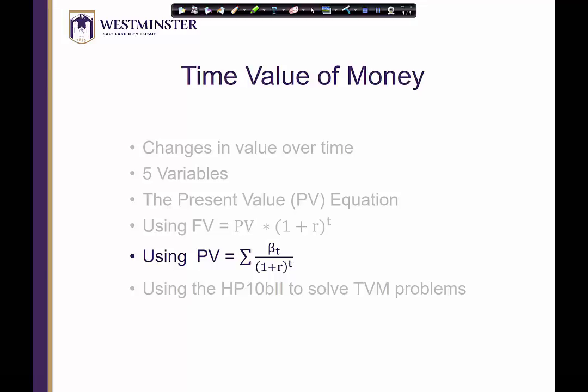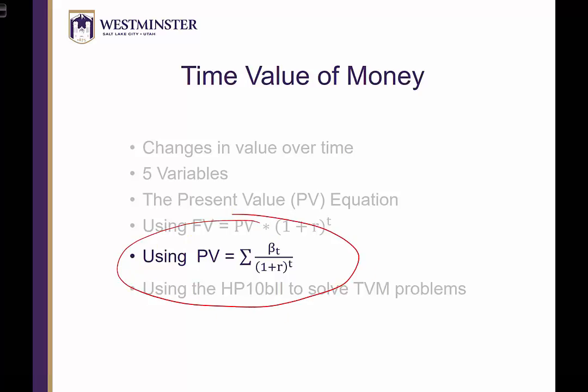So now let's go ahead and take a look at this. Instead of just having a one transaction scenario where we're exchanging money at one point in time and another, we have a multiple transaction scenario. This is accomplishable using the equation: present value is equal to the sum, that's just a summation sign, of some series of beta t's divided by 1 plus r to the t.